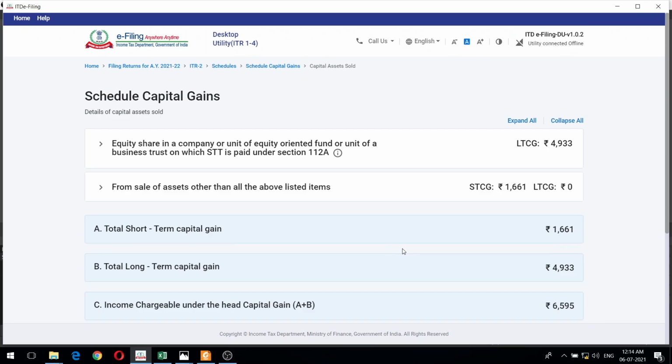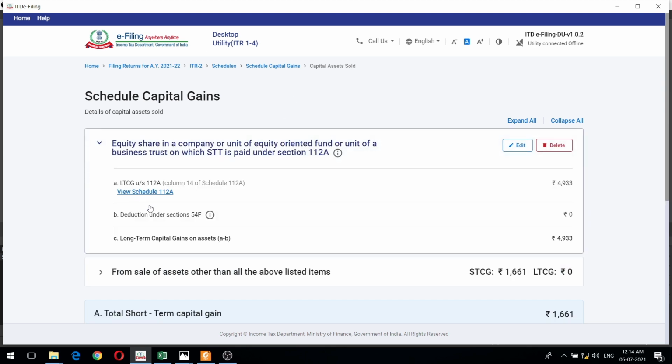So now let's talk about long-term capital gains. If you remember in my previous section, we checked this particular section where equity shares in a company or units of an equity-oriented fund or units of a business trust on which tax is paid under section 112A. That is why you have to mandatorily fill this section first, right? So first you have to go to view schedule 112A.